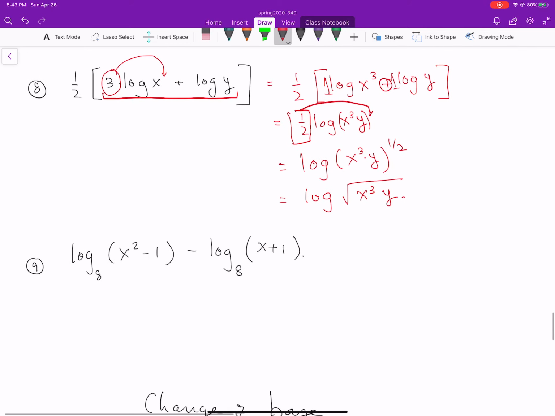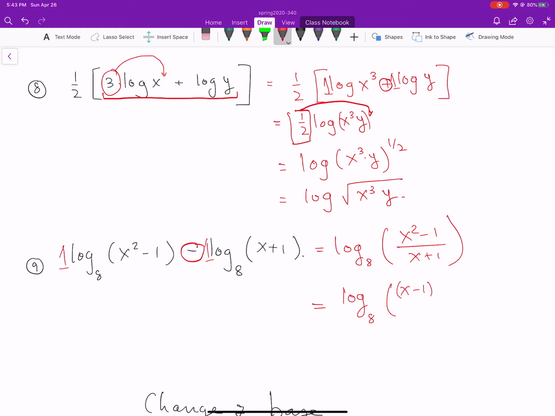Okay, let's look at the last one. It says that I'm subtracting, so I'm seeing that I need to do the quotient. The leading coefficients are 1 and 1, so I'm feeling really good that I can easily do the quotient. So I'm going to log 8, and then I got x squared minus 1 over x plus 1. Well, I can leave my answer like this because I can simplify. So my final answer is log 8 times x minus 1 times x plus 1 divided by x plus 1. These two cancel out, so I end up with log 8 x minus 1.